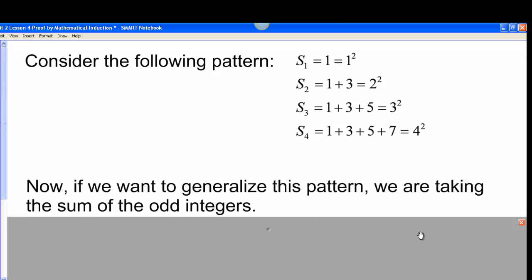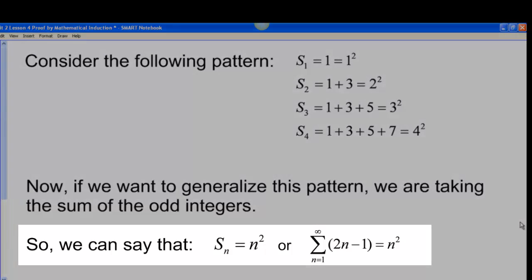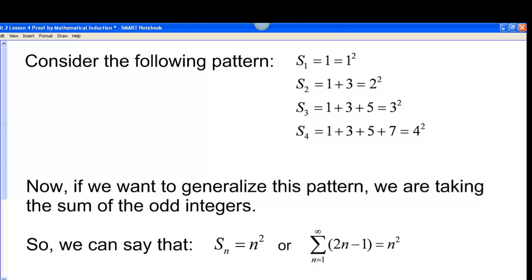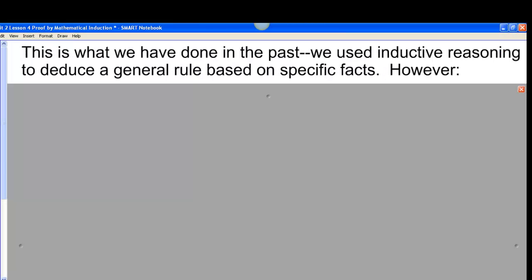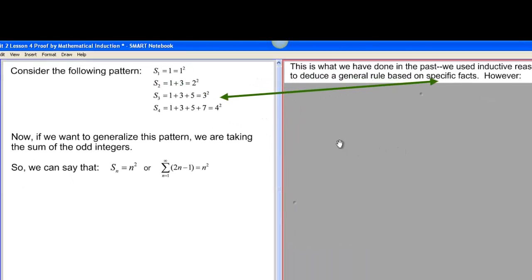So we could find a formula that would generalize this pattern. We could say that you would take the n number of odd terms and square it, or the sum from n equals 1 to infinity of 2n minus 1 would equal n squared. Okay, but here's kind of the problem. This is what we've been doing in the past. We've used inductive reasoning to deduce a general rule based on specific facts. So if I go to this slide, what we just looked at was a pattern, and these were specifics.